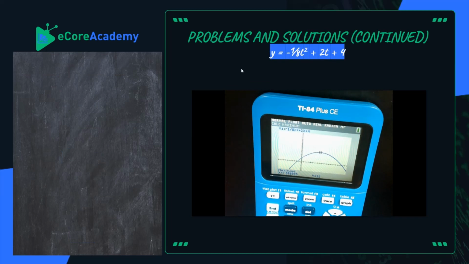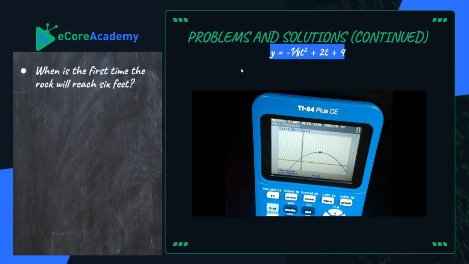Okay, so we're just going to continue on. Again, the problems are at the top of the screen for your convenience. When is the first time the rock will reach 6 feet? So the question is asking us for the time. We are given a y value, which is 6 feet, and we're going to be asked for the time.